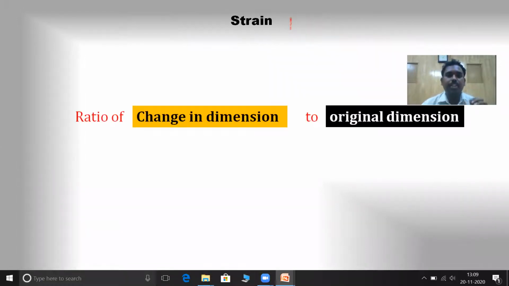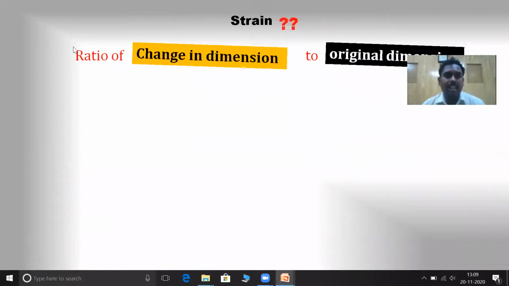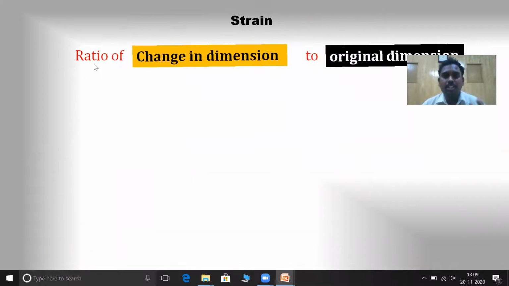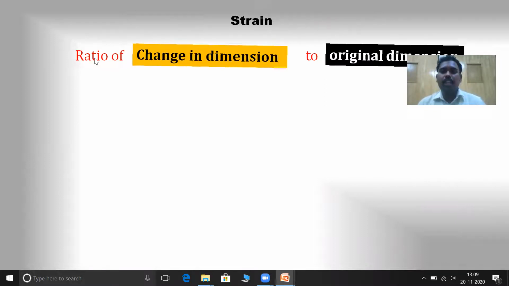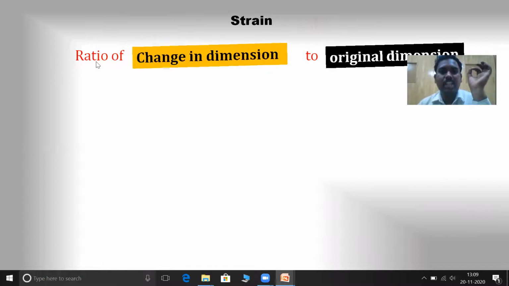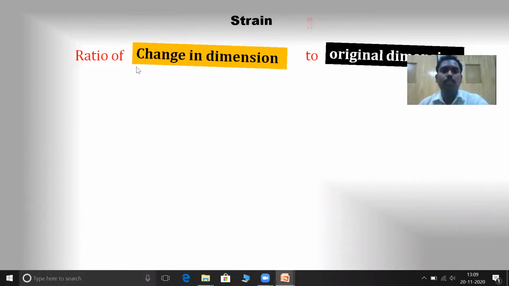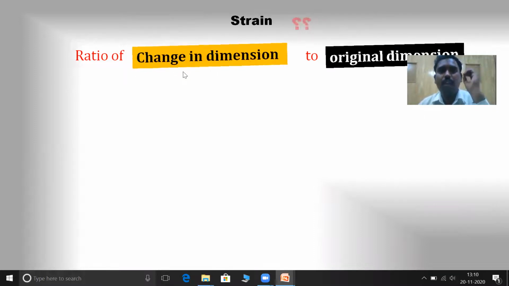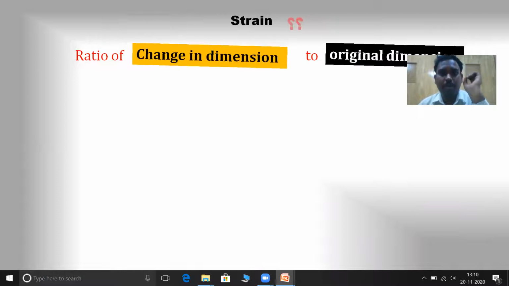With the help of a definition, we can clearly understand it. Strain is the ratio of change in dimension to original dimension. First, let us understand what the original dimension actually is and what we mean by change in dimension.